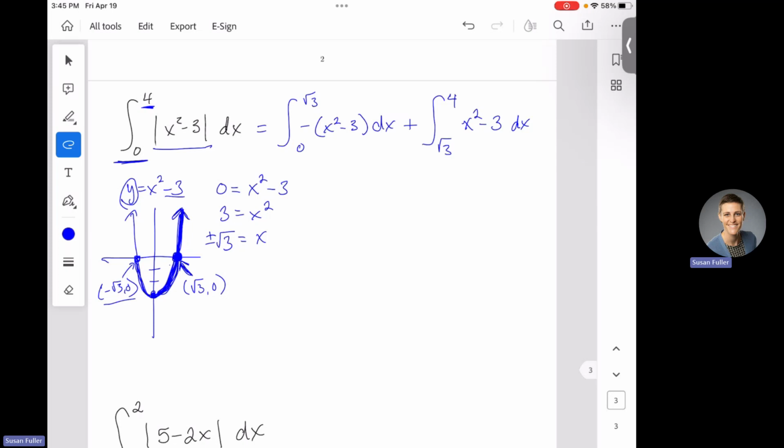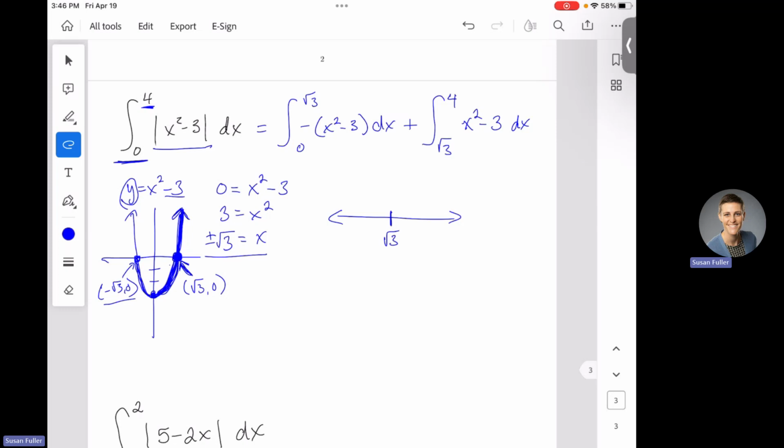Now, if you weren't graphing, you can set your y equal to 0, right? Set your function in those absolute value bars to 0 and solve for x. This will tell you where your integrals split, but it might be harder to figure out which side the negative goes with. And to do that, you can always put this on a number line.